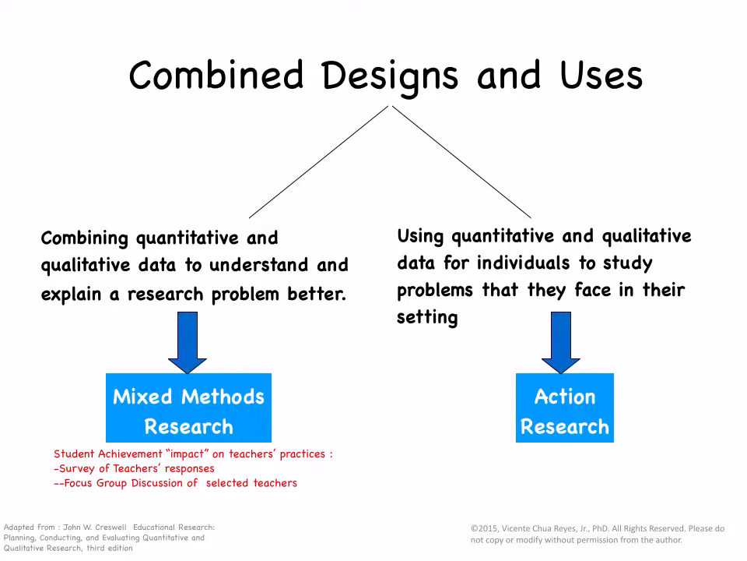Action research uses quantitative and qualitative data for individuals to study problems that they face in their settings. Action research, as opposed to mixed methods, is more focused on problem solving. An example of action research would be, again, looking at the same theme, the same question, student achievement and impact on teachers' practices. What could be done would be what could be described as a communities of practice initiative.